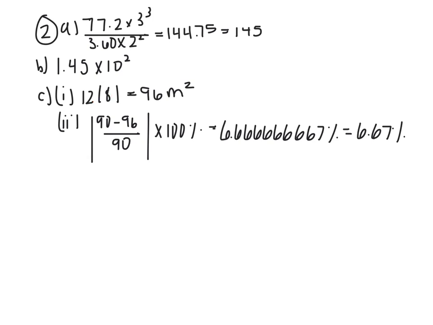12 times 8, because it's rectangular, is 96. And then part II says that the actual area is 90 and to find the percent error. So percent error is actual minus estimated divided by actual, absolute value of that, times 100%. So you end up with 6 2/3 basically. If you round to 3 significant figures, it'd be 6.67%. This question is also from the beginning of chapter 2.